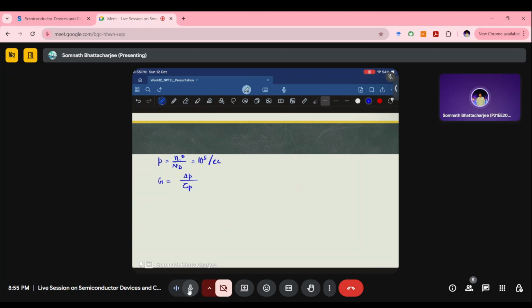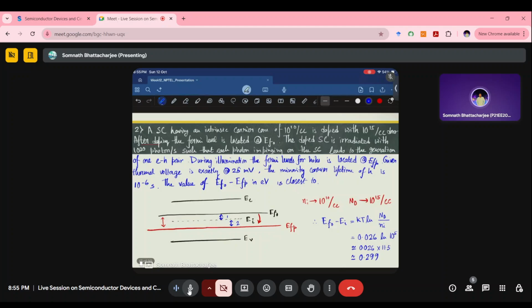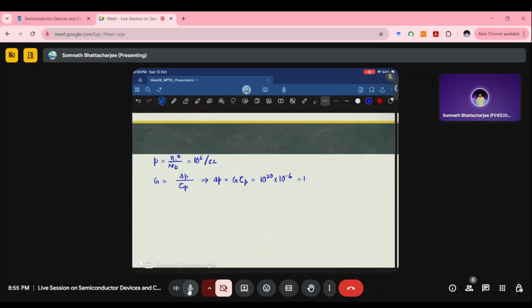Del P we already know. So from this, we can write that del P is G into tau P, and they have given that the generation was 10 to the power 20, and tau P is 1 microsecond. Based on that, del P is 10 to the power 14, and p is 10 to the power 5. So del P is much, much greater than p. Now the effective p value is del P plus p, or we can write it as del P, that is 10 to the power 14 per cc.